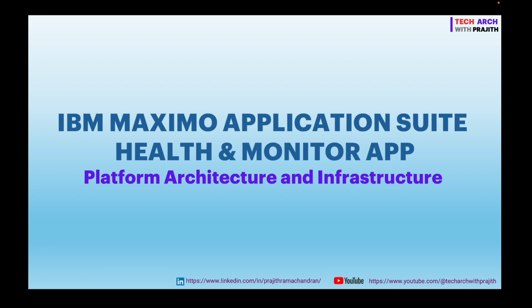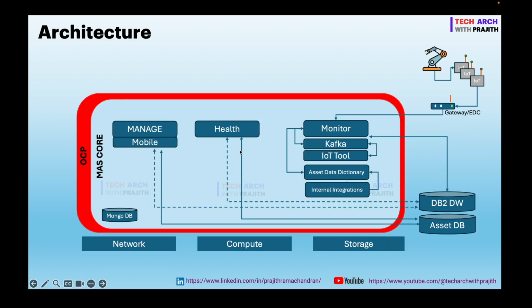Let's start with an architecture. So what you see here is a standard or typical architecture for a Maximo Application Suite deployment. We have the OpenShift Container Platform, MAS Core and MongoDB deployed. MAS Core and MongoDB are the core dependency for any Maximo Application Suite deployment. I have the Manage, Health and Monitor applications enabled and deployed.